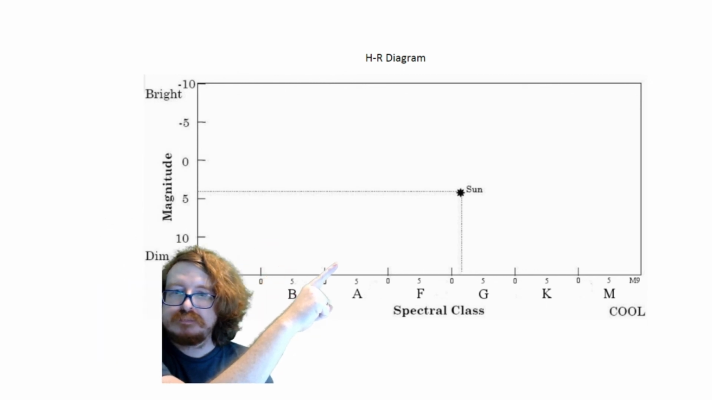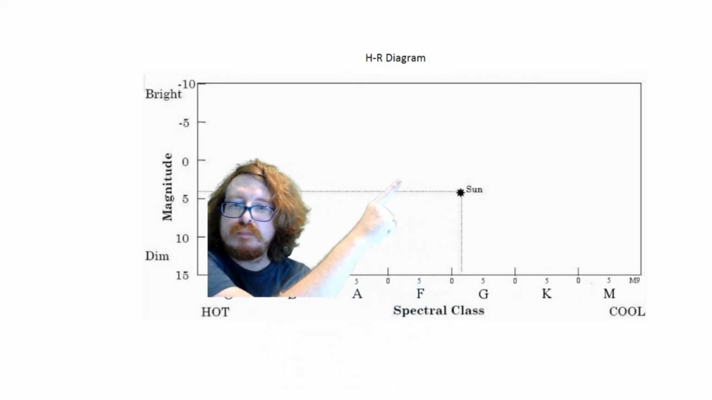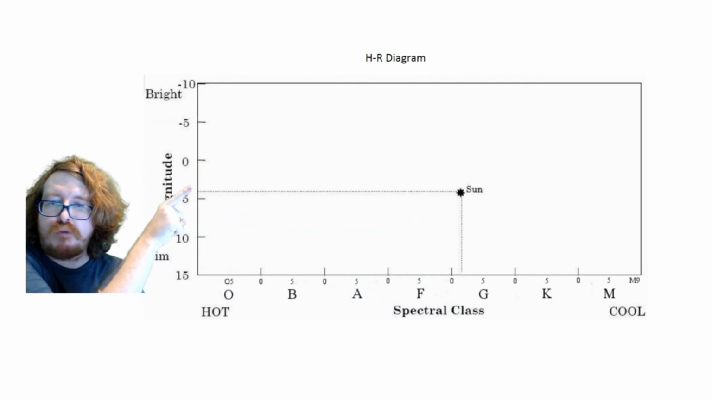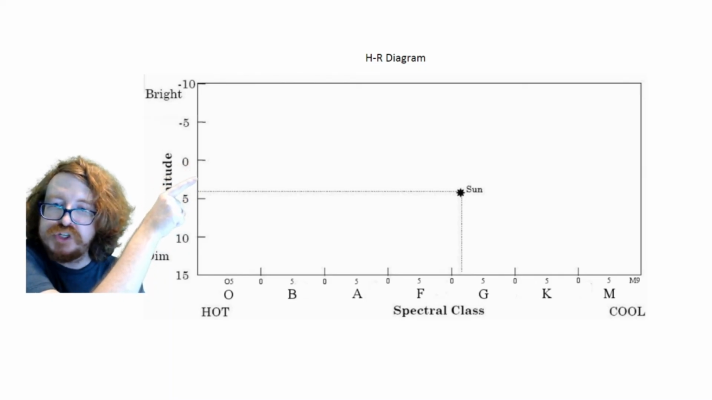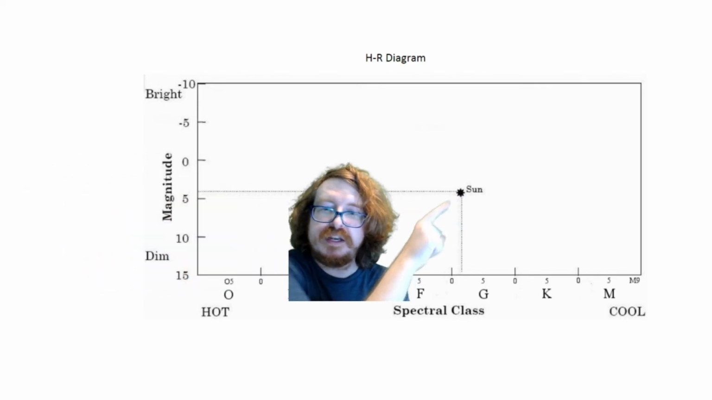Our sun is a G2 with an absolute magnitude of something around a 4. Okay, so 0 to 5, 0, 1, 2, 3, 4 is just before you get to 5. So that's why the sun ended up right there.